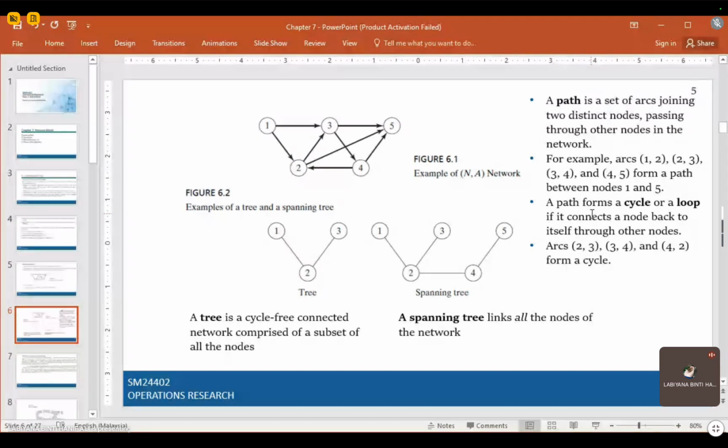Okay, let's look into the last one. A path forms a circle or a loop if it connects a node back to itself through other nodes. So a circle or loop, we can get from (2, 3), (3, 4), and (4, 2). If it starts from 2, it will get back to node 2. So this is the circle, or we can say the loop. So any questions so far?